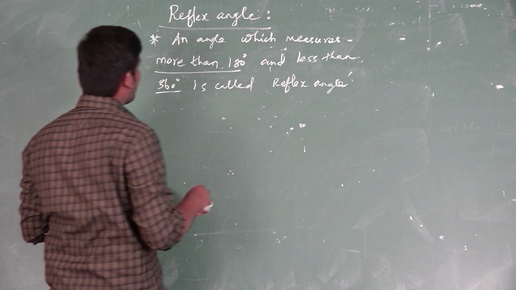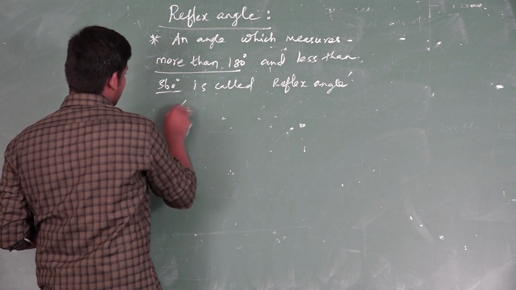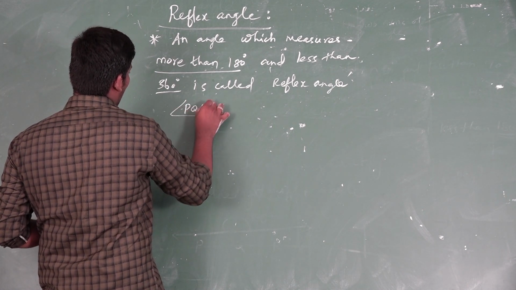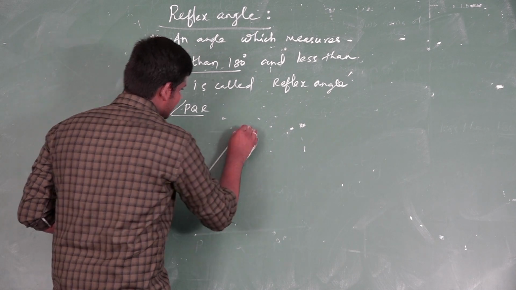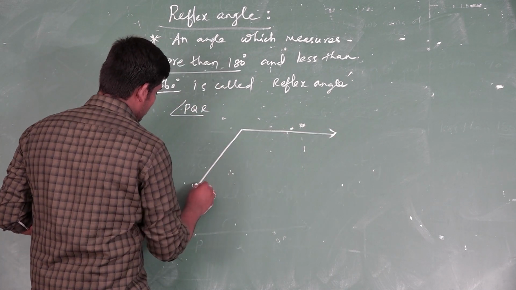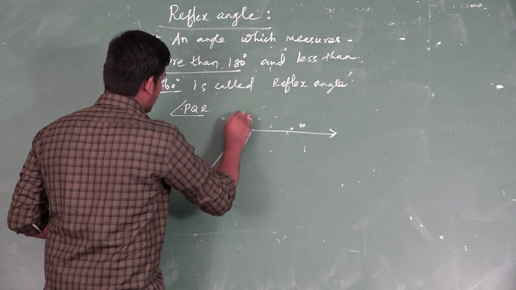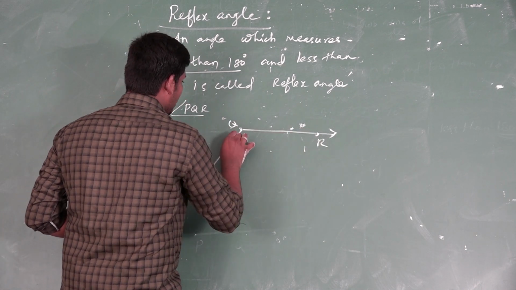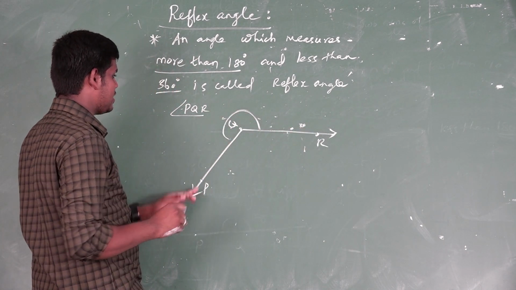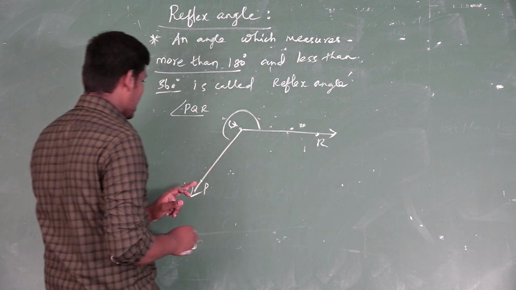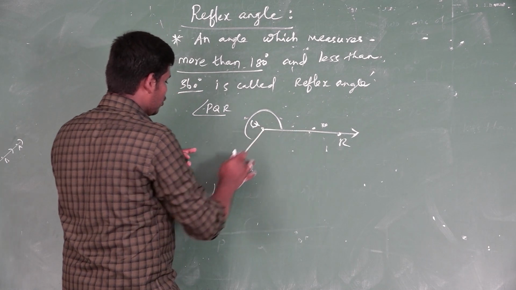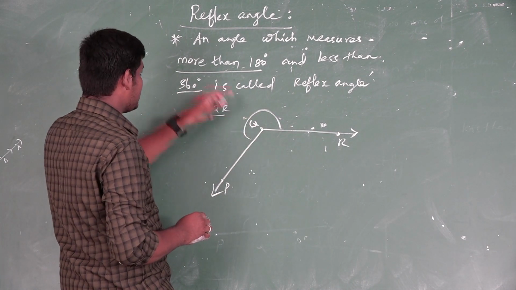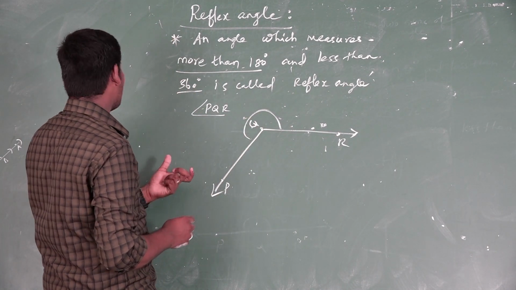So how can we draw the reflex angle? Consider PQR is a reflex angle. This is P, this is Q, this is R. Here the angle is formed. This is called reflex angle. Angle PQR is equal to angle RQP. This is the explanation about reflex angle.